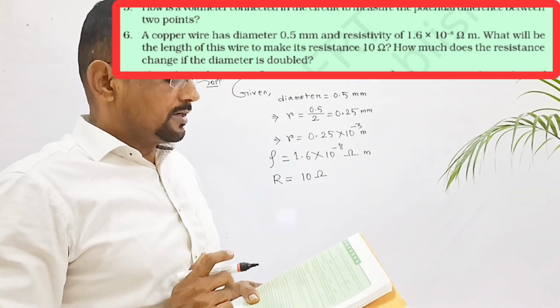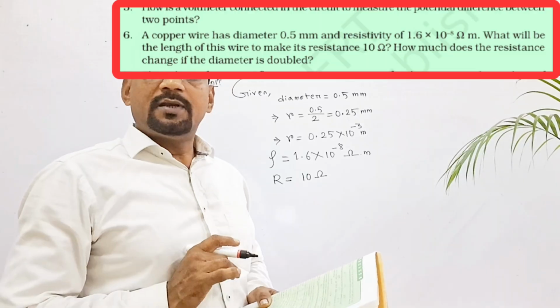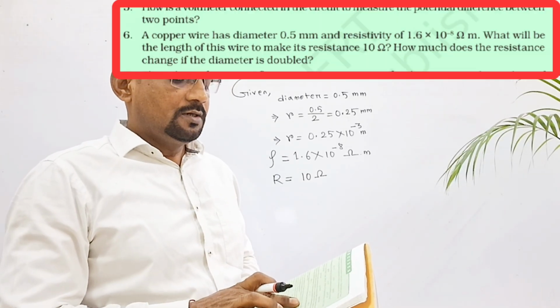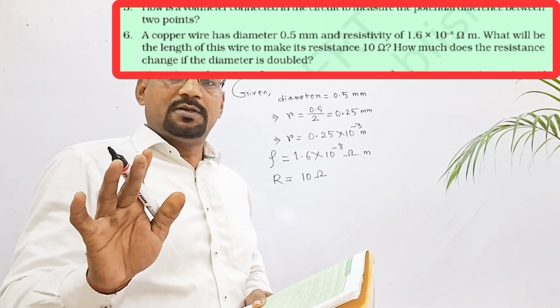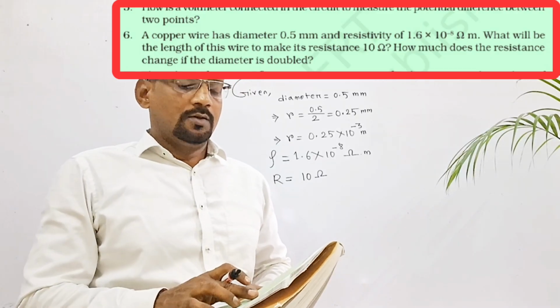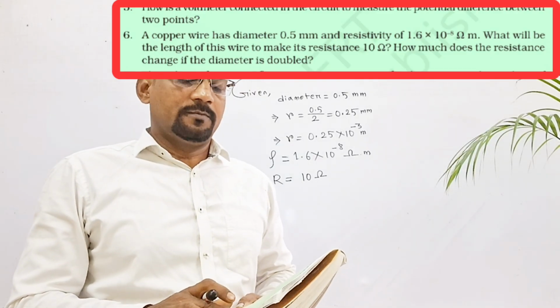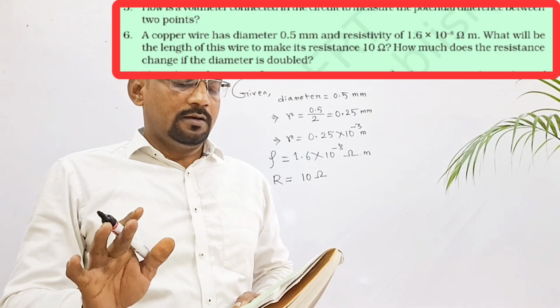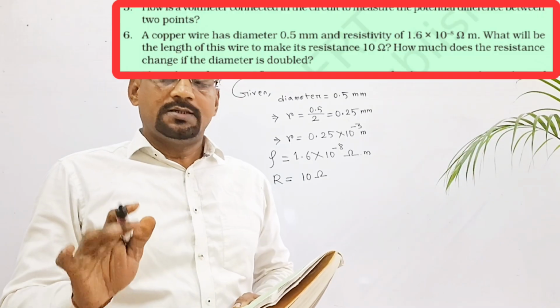In this question, it is asked: a copper wire has a diameter of 0.5 millimeter and resistivity 1.6, that is rho. Resistivity means rho, which is the property of the material. 1.6 into 10 to the power negative 8 ohm meter. What will be the length of the wire to make its resistance 10 ohm?